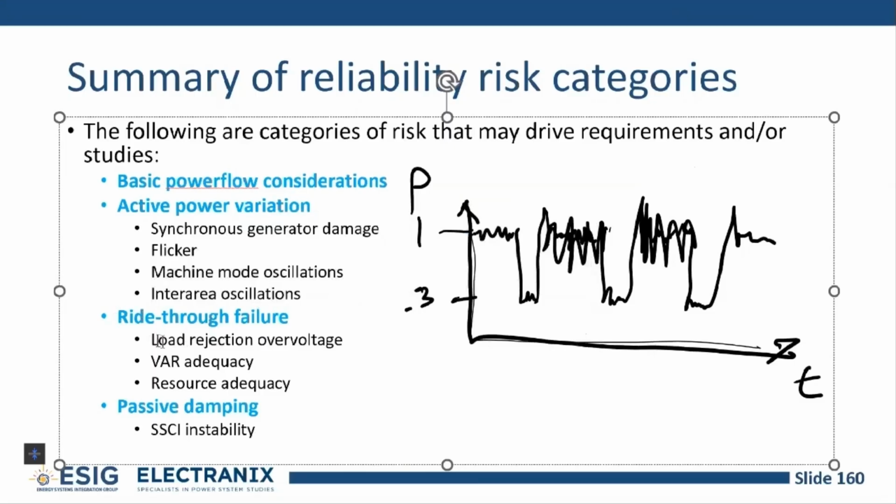Ride-through failure, we'll talk a lot more about, but if you imagine this load just dropping off, we are concerned with load rejection overvoltage. We talked a bit about that yesterday. We're concerned about VAR adequacy. There are some dynamic VAR considerations we're going to have to worry about, and also resource adequacy. Do we have the spinning reserve and the margin to be able to deal with that?